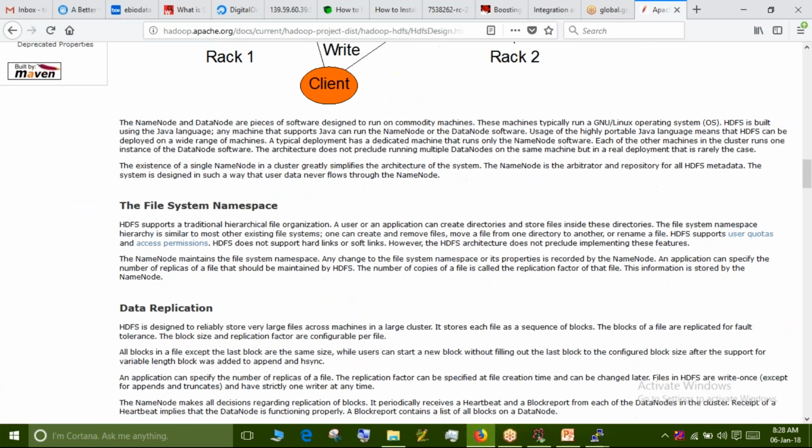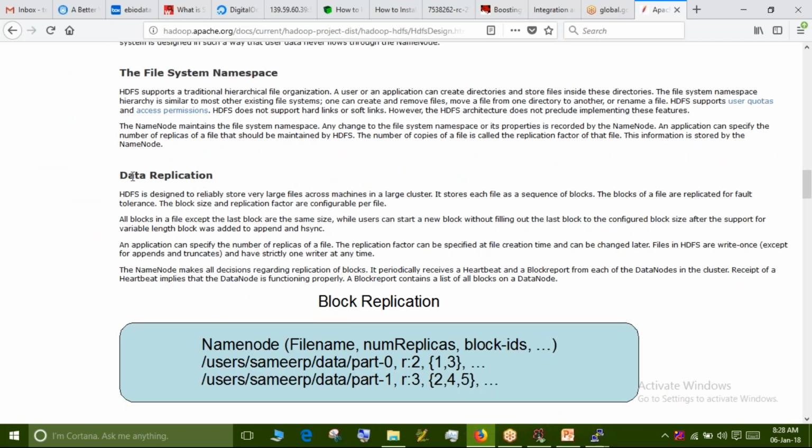It will be more effective. What is file system namespace? That is there even in your Linux, but data replication is not there. Why is data replication needed only in Hadoop or distributed file systems? We'll talk about those things, don't worry.